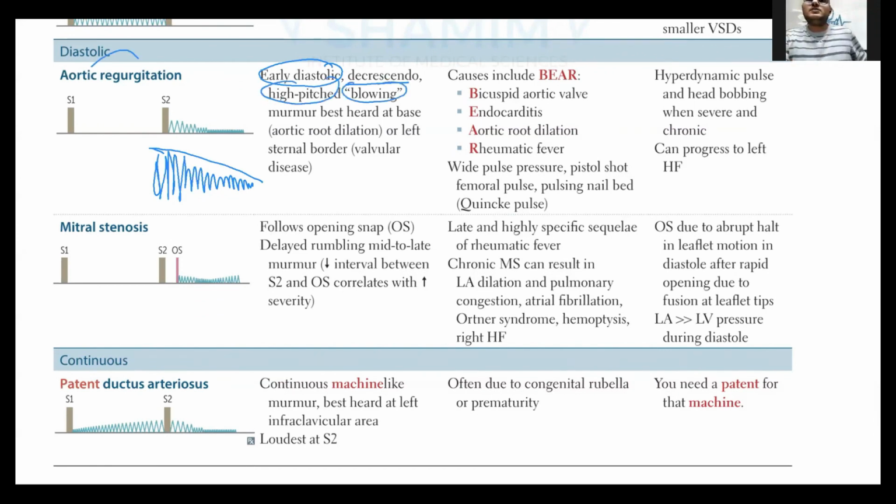Always remember regurgitant murmurs are high pitched and blowing in nature. Regurgitant murmurs are high pitched and blowing in nature, and will be heard at the base, meaning the second right intercostal space.